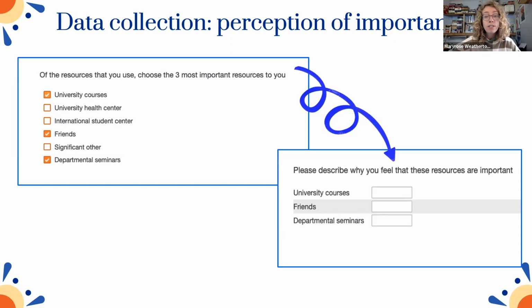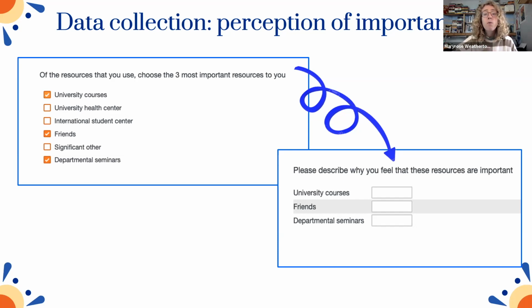So we asked students to choose their top 3 most important resources from that list of 34. And then we asked them with a free response box to explain to us why those resources were so important to them.